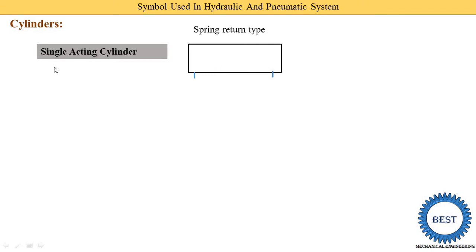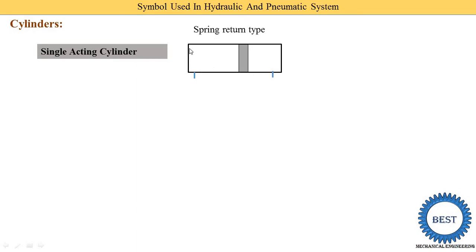Now what is the meaning of single acting? Single acting means the oil or air is on only one side of the piston. So this rectangle is the cylinder, this is the piston, and the working substance is only on one side of the piston. In a hydraulic system, the oil is only on one side of the piston. In a pneumatic system, the air is only on one side of the piston. It is called a single acting cylinder.